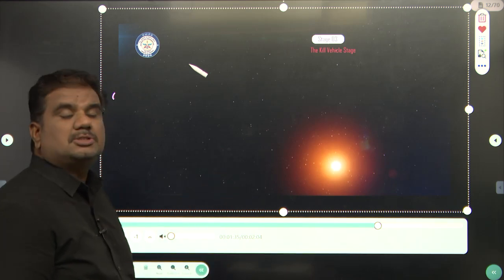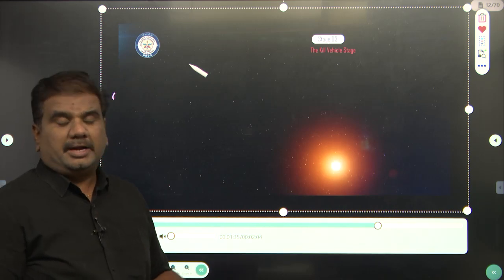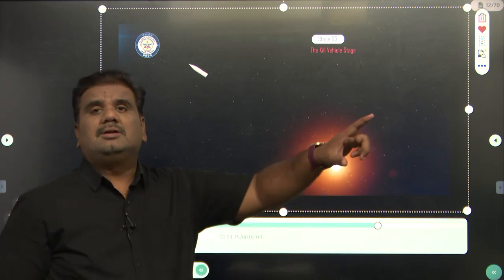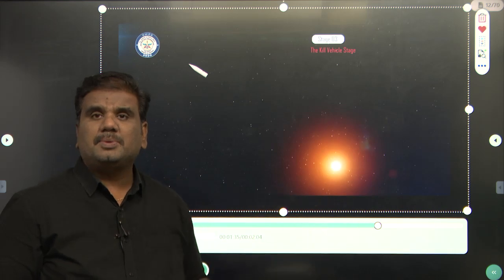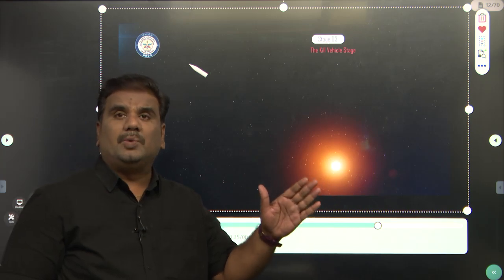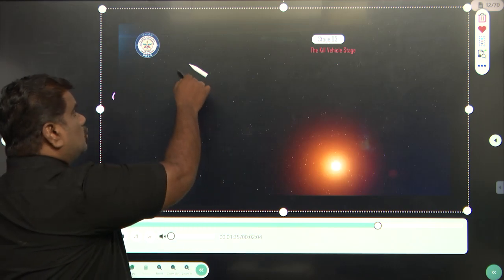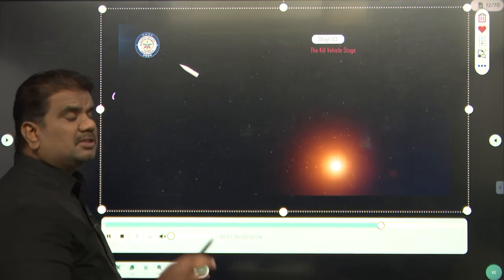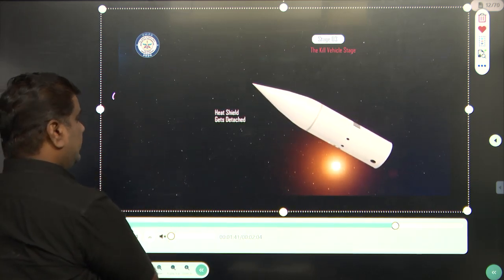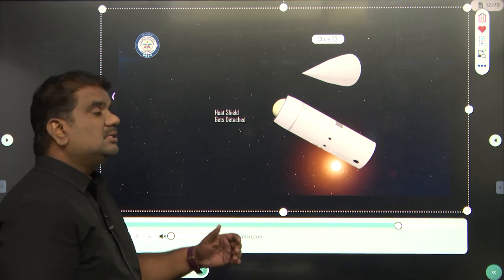This stage 3 is known as the kill vehicle stage. Which vehicle are you trying to kill? Nothing but the spy satellite. The spy satellite has to be destroyed completely, which is why it is called the kill vehicle stage. Now the moment the third stage begins, the topmost part, which we call the heat shield, will get detached. The heat shield will get separated.